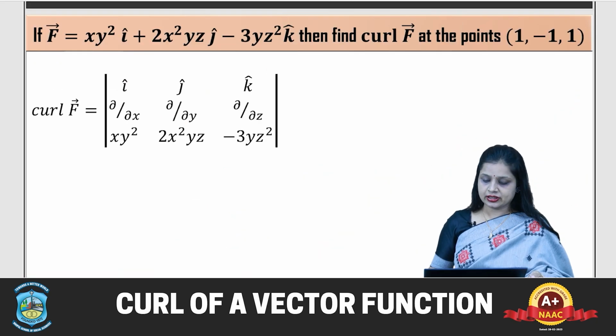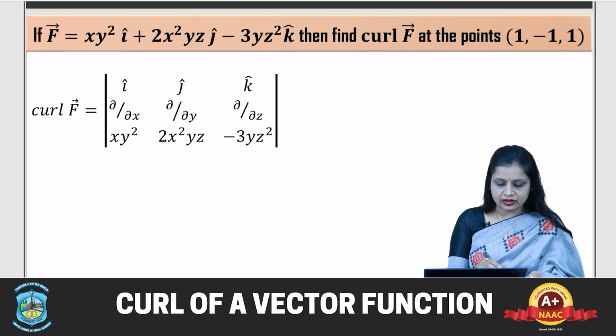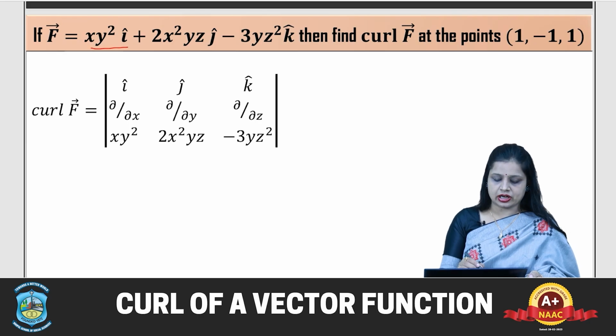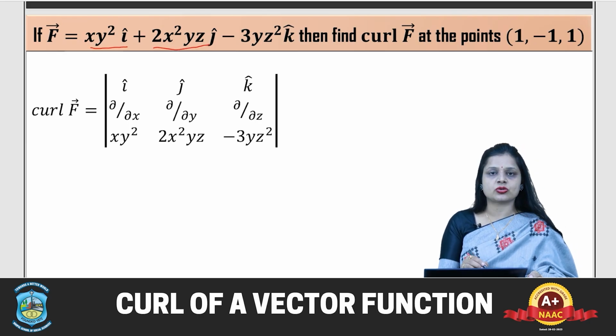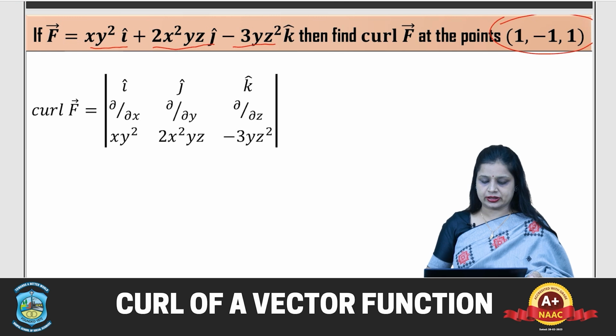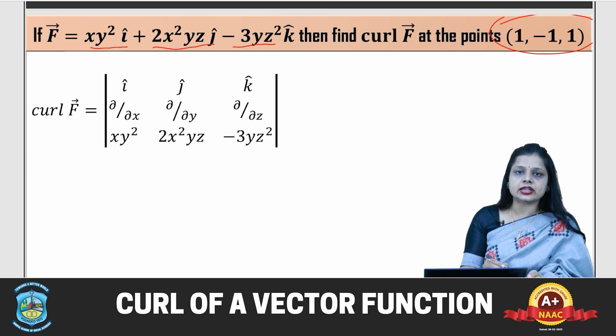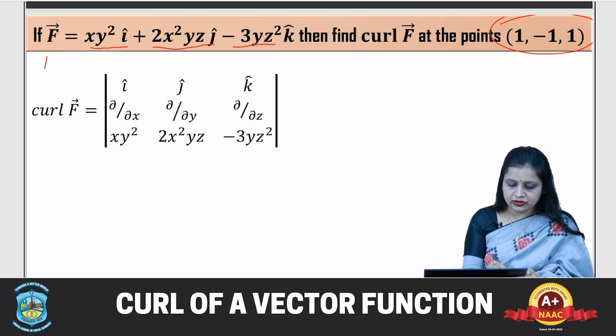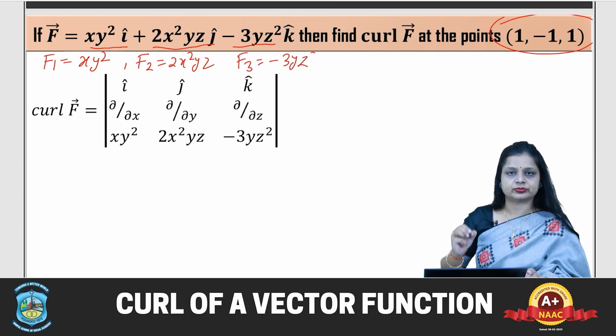Next, we will find curl of vector f, where vector f is x y square i cap plus 2 x square y z j cap minus 3 y z square k cap at the point 1, minus 1 and 1. When we compare it with the standard notation, we get the value of f1 is x y square, the value of f2 is 2 x square y z and the value of f3 is minus 3 y z square.